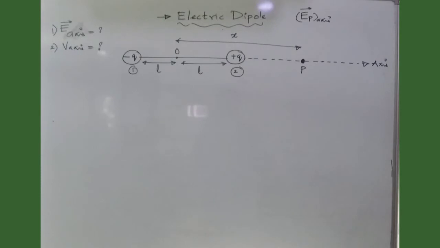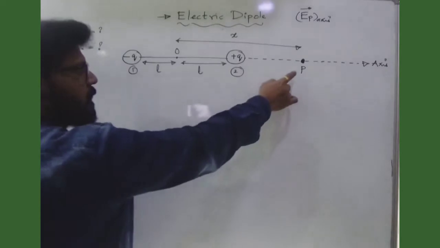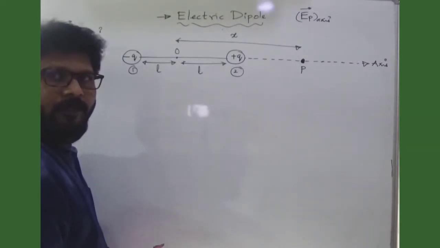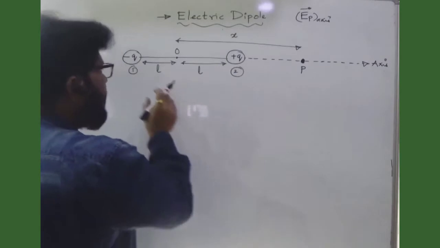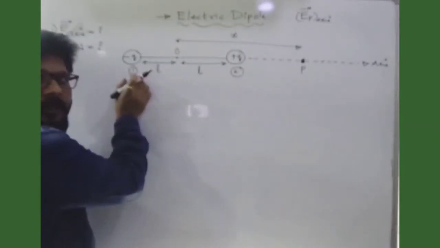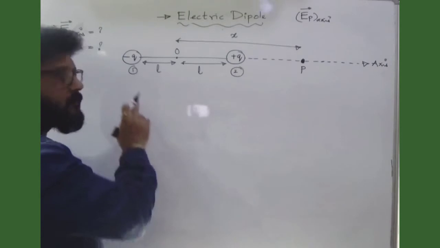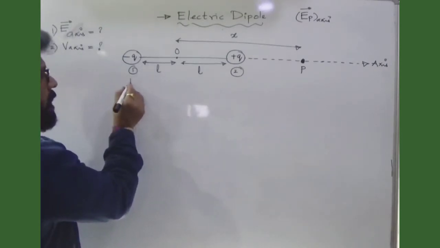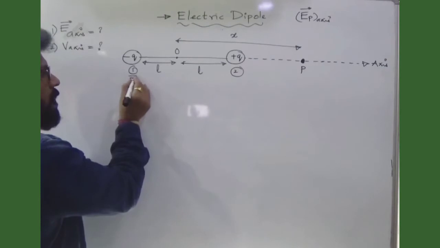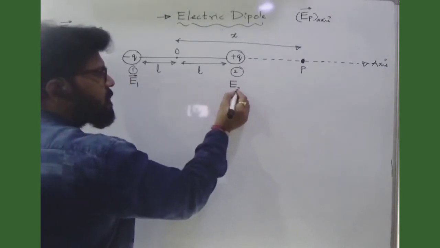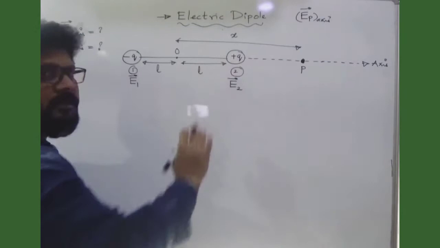So what we are going to calculate is the electric field intensity on the axis of an electric dipole at a point P, as shown in the figure. Right. So if I want the electric field intensity at this particular point P, let me take first the electric field produced due to the first charge, E1, and the electric field produced due to the second charge, E2. I want the directions at that particular point.